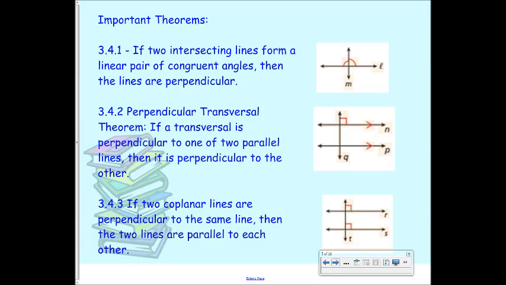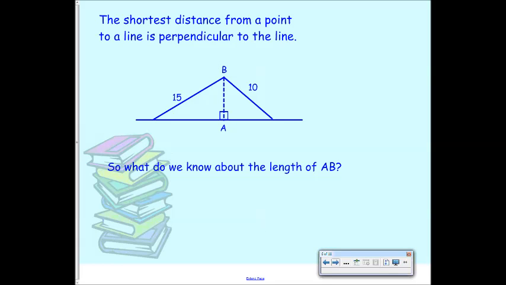Okay, now the other thing is the shortest distance from a point to a line is perpendicular to that line. So basically what this is saying is if I have this point B, and we'll call this line, give me a letter, C, okay, line C. To get from B to line C, if I give you these 3 routes, which one has to be the shortest one? The one to A, from BA, right?